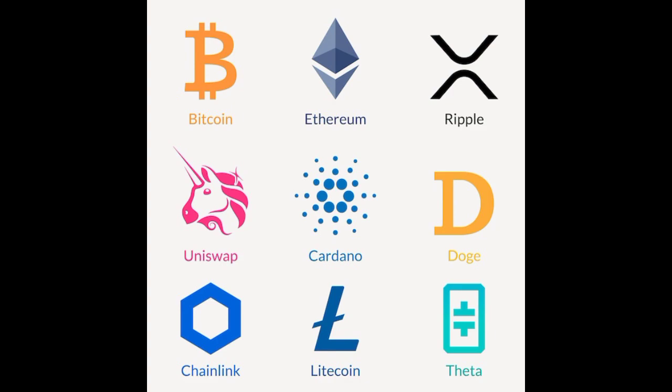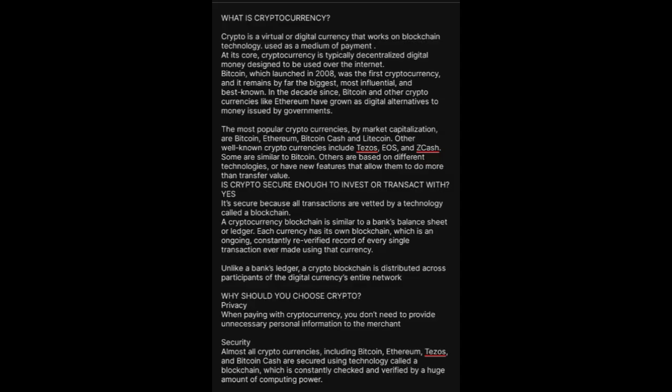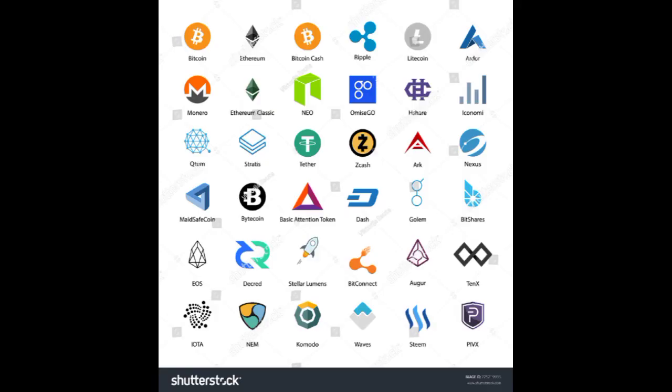So why should we trade crypto? Why should we choose crypto? Because of privacy. When paying with cryptocurrency, you don't need to provide unnecessary personal information to the merchants. The second reason is security. Almost all cryptocurrencies, including Bitcoin, Ethereum, Tezos, and Bitcoin Cash, are secured using a technology called a blockchain, which is constantly checked and verified by a huge amount of computer power.